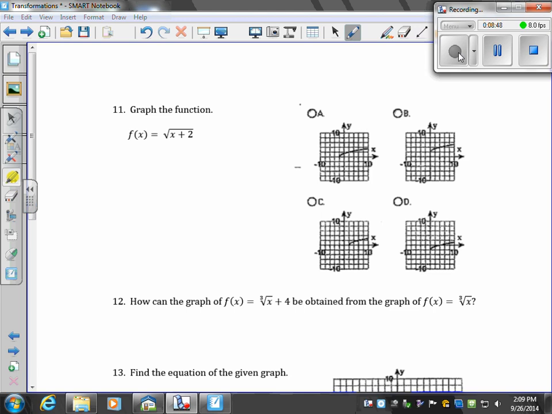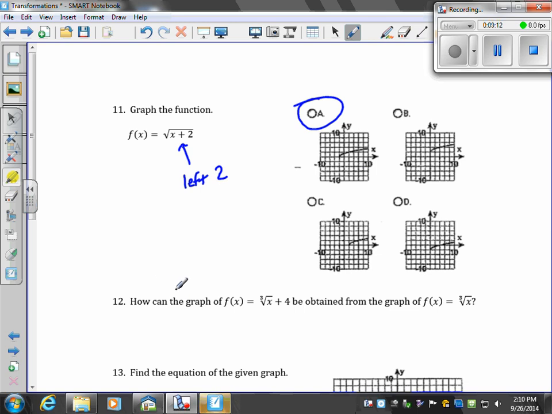11, f of x equals the square root of x plus 2. Since this is under the grouping symbol, under the radical, this means left 2 units. So we want the square root that was shifted to the left 2 units. And it looks as if this one went to the right. It's this first one, to the left 2 units. So it's A.